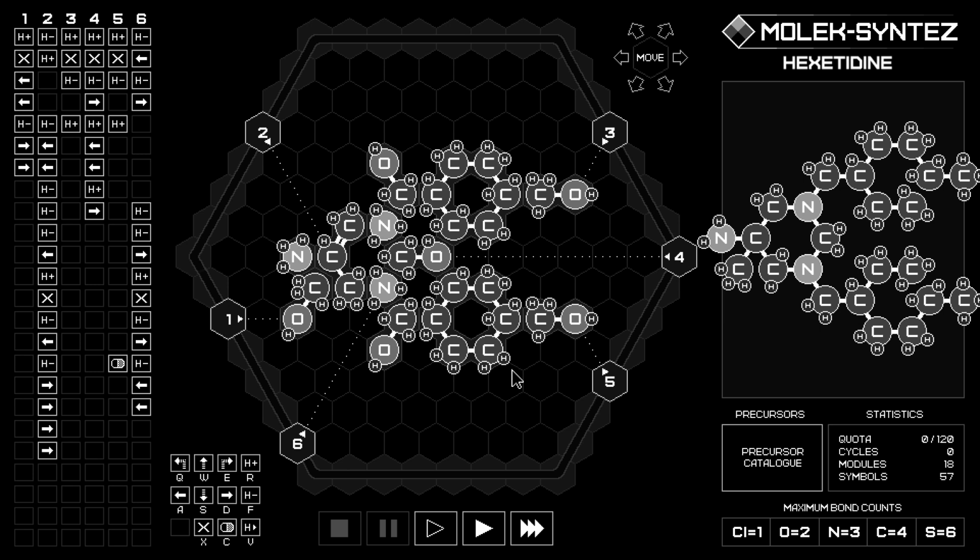Today we're going to be synthesizing HEXETIDINE. This is also known by the brand name BACTIDOL, and it is an antiseptic mouthwash. What you would usually do with this chemical is mix it in with water and then gargle it to fight infection. So this is an antifungal, antibacterial, or generally an anti-infection agent.